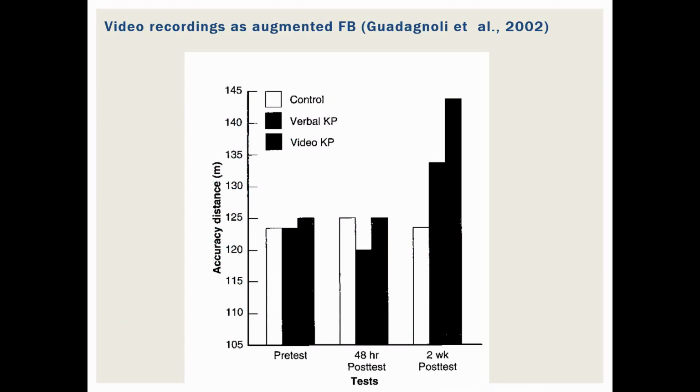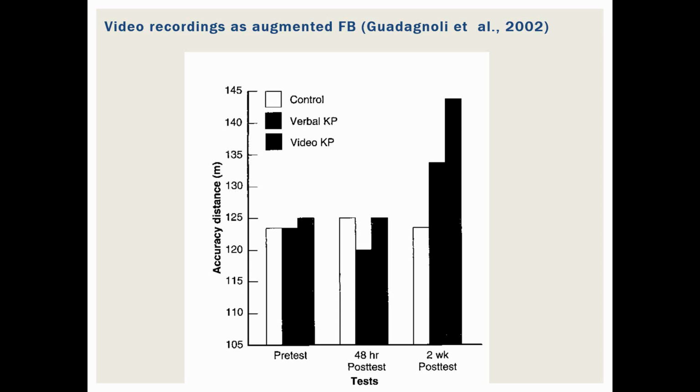This is an example of a study that demonstrated the value of video feedback. And this is a study on golfing performance. Right? Let me just double check. Yeah, golfing performance. So these were moderately proficient golfers that were engaging in a golfing skill that was hitting a golf ball for both distance and accuracy. And there were three groups here. There's a control group, a verbal knowledge of performance group, and a video knowledge of performance group.